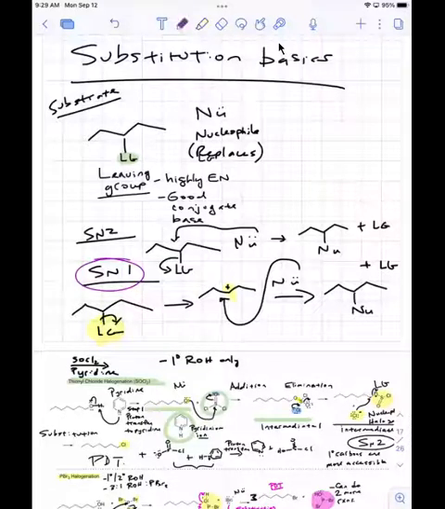If it's SN2, everything happens all at once. The nucleophile comes in. You can see that right here, and it forces the leaving group out. That's how the substitution happens. So SN1 is stepwise. SN2 is concerted. All right, so there are no intermediates for that particular substitution step.